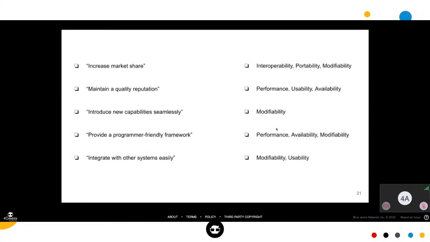For example, we have a requirement that says, I need to increase the market share. Okay, my application, my system needs to have more focus on usability and modifiability attributes than other ones. Doesn't mean the other ones don't have to be taken into account, but those are the most important. Maintain a quality reputation. Okay, performance, usability, availability.